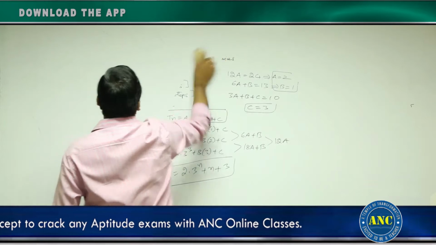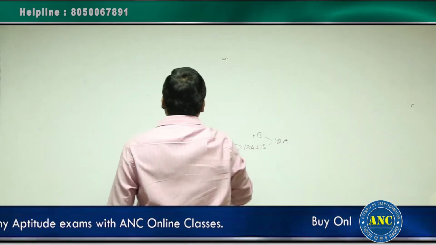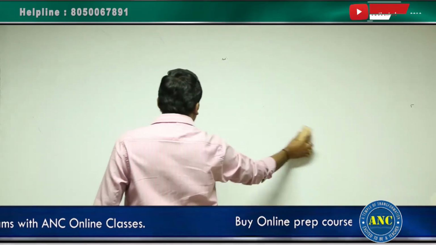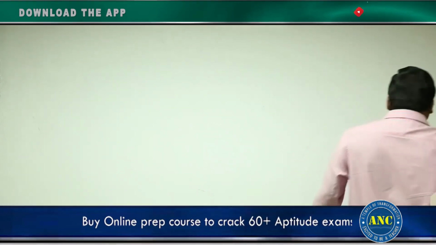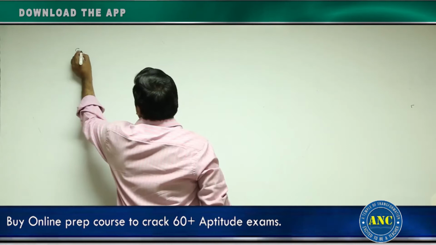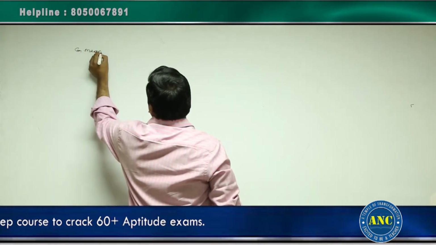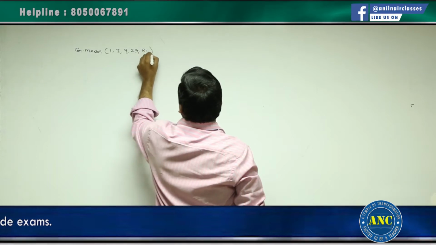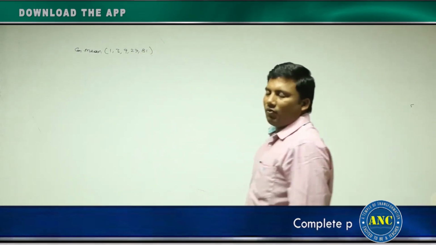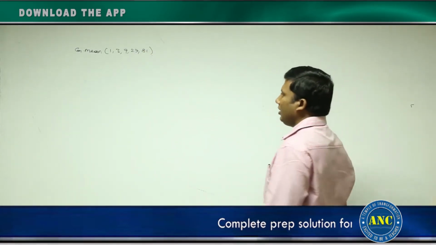This question came in IAFT. Geometric mean. Please write it. Two important key points. Geometric mean for 1, 3, 9, 27, 81.